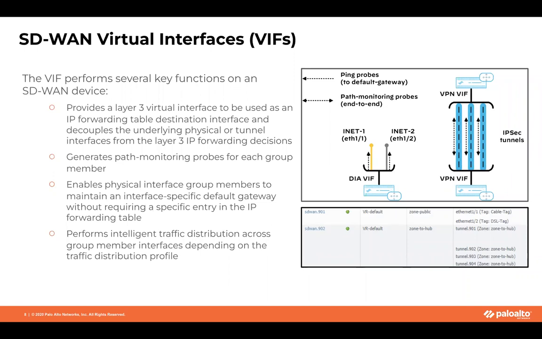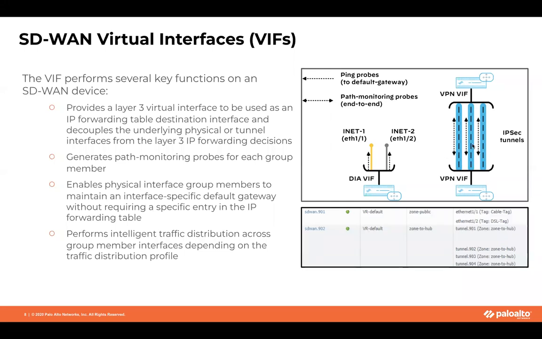But basically what this allows you to do is it provides a layer 3 virtual interface to be used in the IP forwarding table as a destination interface. And then it decouples that underlying physical interface or tunnel from the layer 3 IP forwarding decision. So basically it relies on that VIF for all the forwarding.